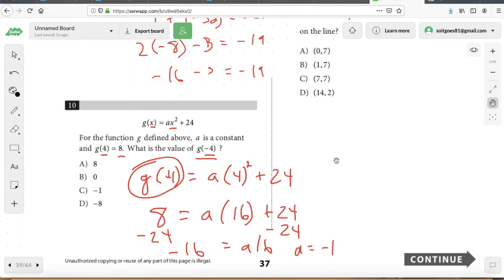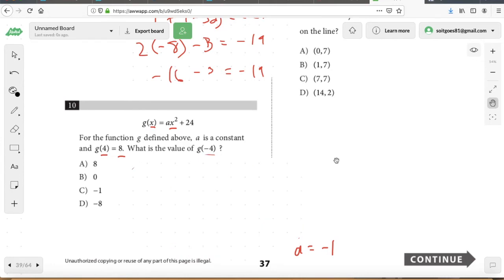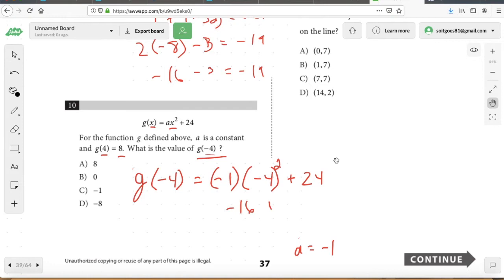I can plug in my negative 1 for a now. I'm still trying to find g of negative 4. So g of negative 4 equals, plugging in negative 1 for a, times negative 4 squared, plus 24. Just arithmetic here. Negative 4 squared is 16, times negative 1 is negative 16. So negative 16 plus 24, g of negative 4 equals 8, which is answer choice A.